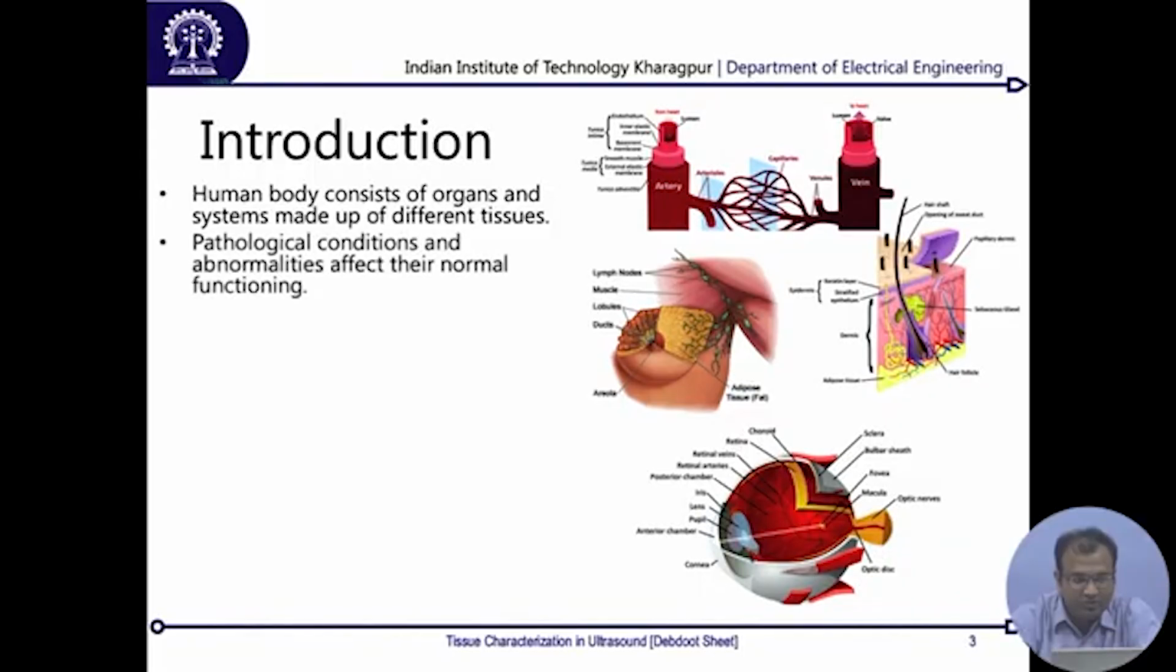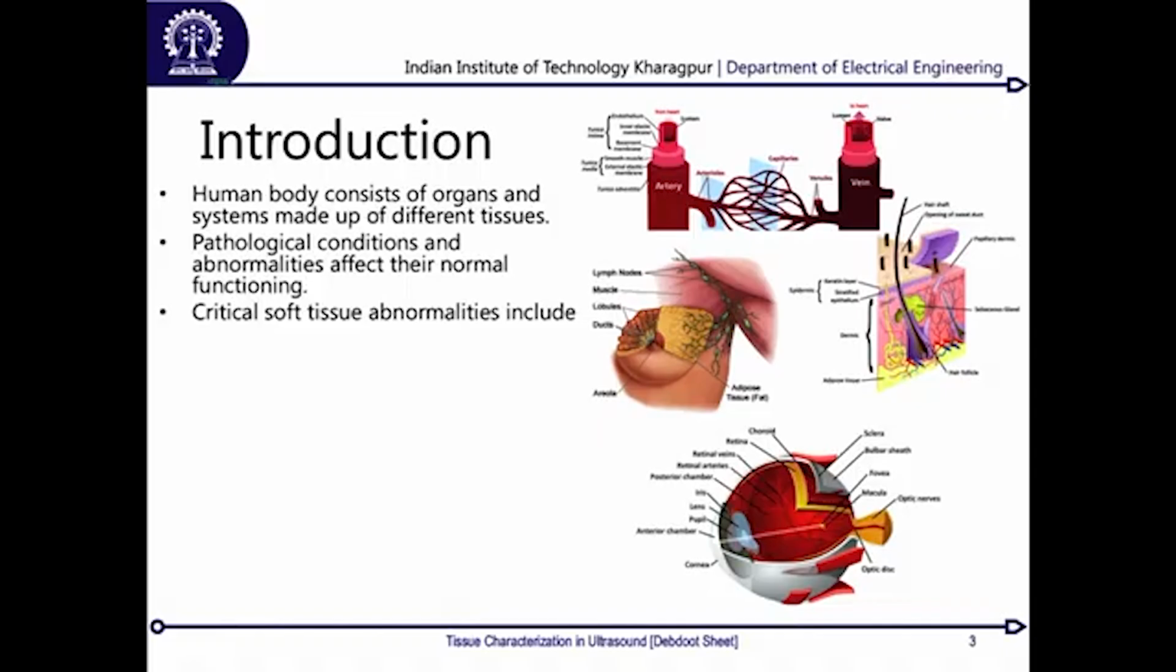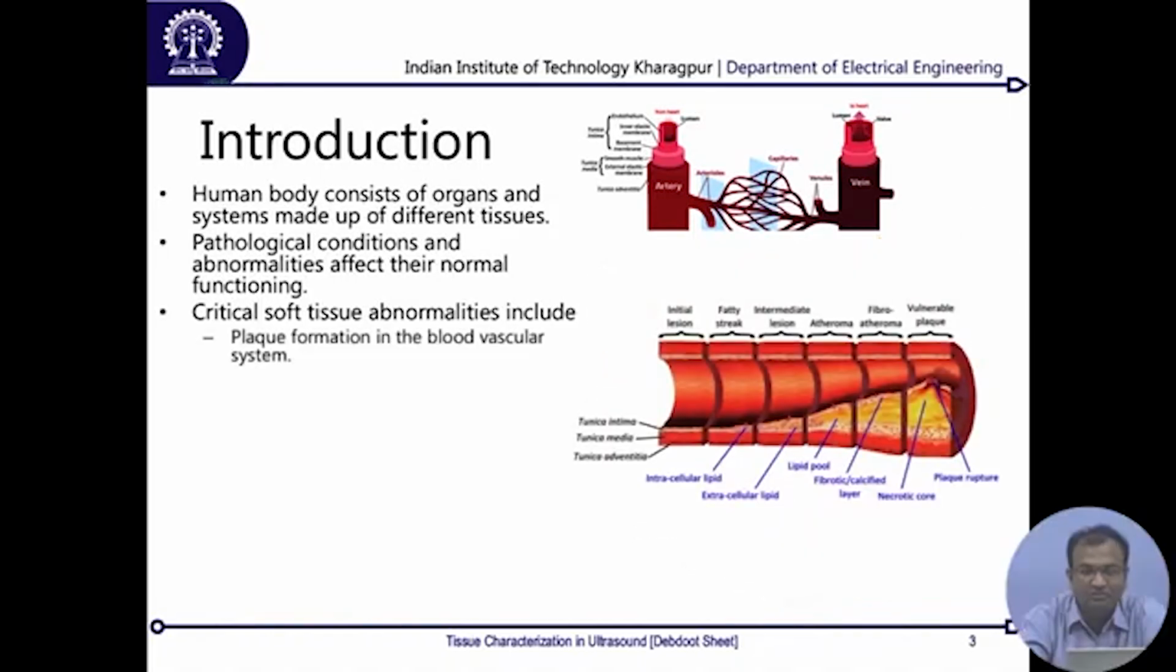Now, sometimes in soft tissues there would be some sort of abnormality, which in general is what we define as pathologies, and some of them are really critical. One of those critical ones is, say, plaque formation within your blood vascular system. What happens in this case is that you have your blood vessels, which are sort of a pipe, and within that you will have cholesterol depositions.